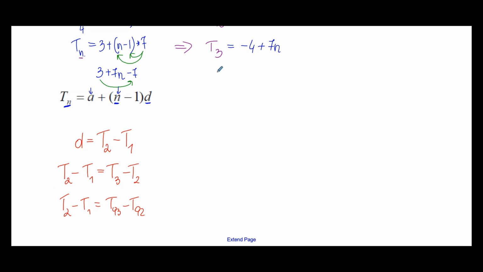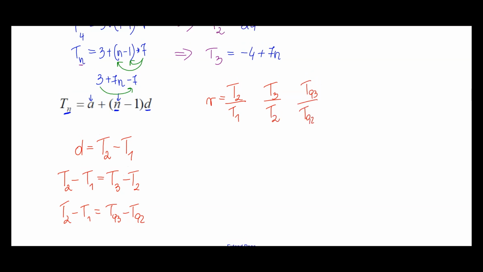Now, when it comes to geometric, we have the same idea, the idea of R. So that common ratio, meaning how much are we multiplying here? So in this case, we take 2 consecutive terms, but we divide. And then again, 93 divided by 92. So we get the idea.